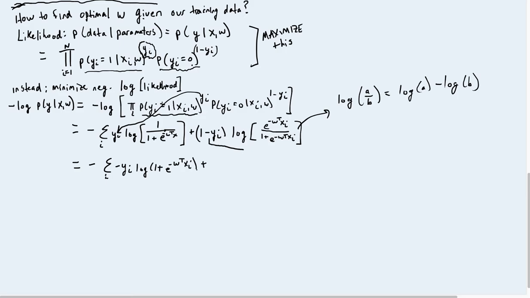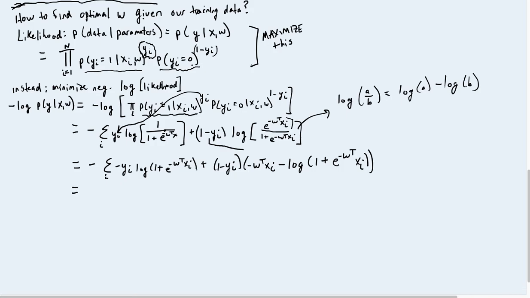Plus 1 minus yi times negative w transpose xi. And so that comes from here after we take the log of this exponent, negative w transpose xi, minus log of 1 plus e to the negative w transpose xi. Okay, so if you need to take a minute and look at that, I did a little bit of rearranging in that step, but this is what we get.